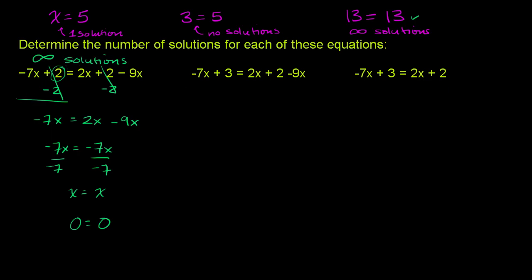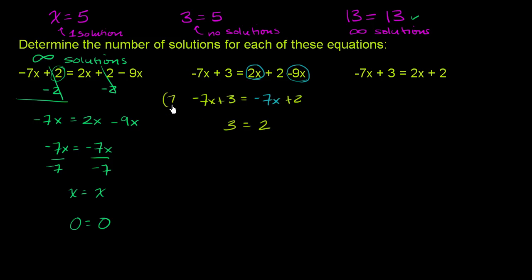Let's think about this one right over here in the middle. Once again, I'll do it a little bit differently. I'll add this 2x and this negative 9x right over there. So we will get negative 7x plus 3 is equal to negative 7x plus 2. Now let's add 7x to both sides. If you add 7x to the left-hand side, you're just left with a 3 there. And if you add 7x to the right-hand side, this goes away, and you're just left with a 2 there.